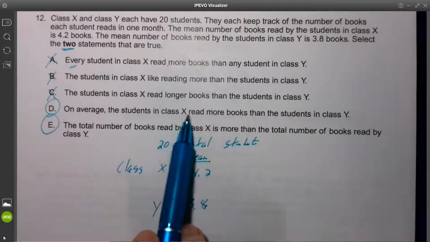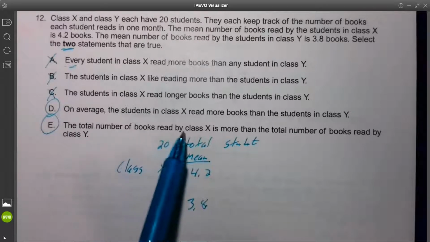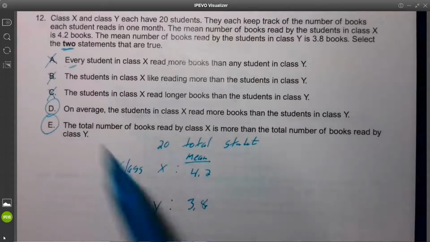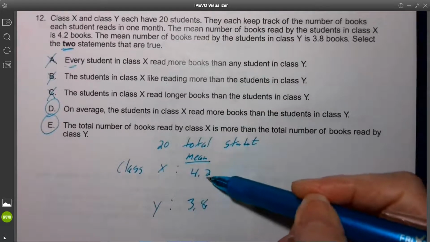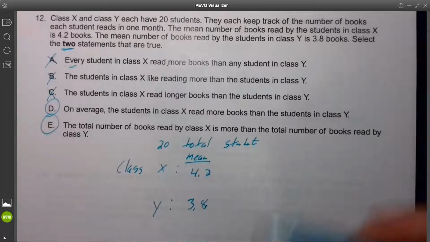On average, the students in class X read more books than in class Y. On average, exactly what that number says. E, the total number of books read by X is more than the total number of books read by Y. Right. So if this number is higher on the average, that means they actually had to read more books in order to have a higher average. So yeah, D and E work. Nice.